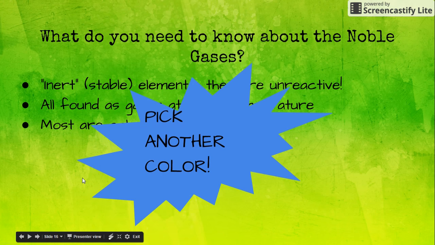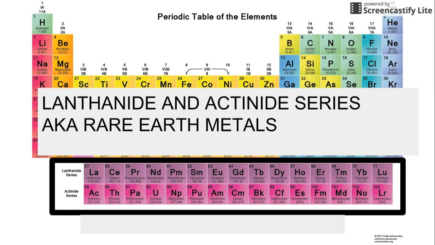And you're going to pick another color. All right, these guys down here at the bottom are our lanthanide series, which is the top row, and our actinide series, which is the bottom one down here. And we sometimes call these guys our rare earth metals. So individually, they're a different series, or altogether, they are rare earth metals.